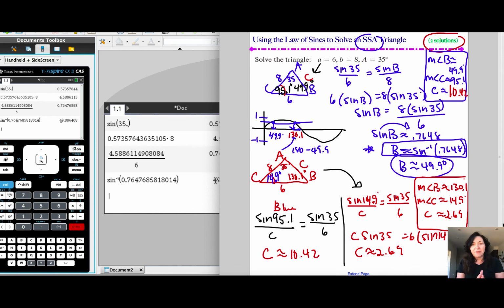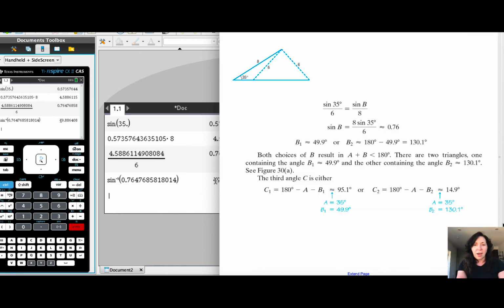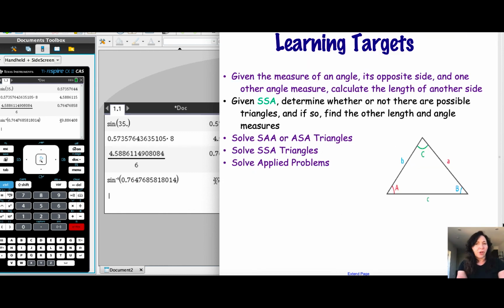I mean, you just have to know what to look for. And just to review, you can use law of sines with two angles and a side. Because think about it, if you have two angles, you automatically have the third angle. Okay? So two angles and a side, you're going to use the ambiguous case if you have two sides and an angle. Okay?